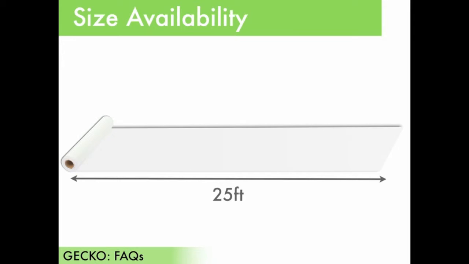Be aware that customers may ask if Gecko is available in strips wider than 54 inches. The answer to this question is no. 54 inches is the widest size available. The price for Gecko ranges from $50 to $61 per linear foot, depending on the material or the cut.